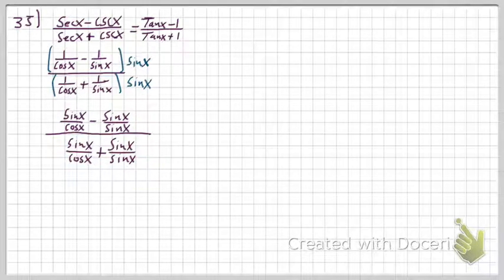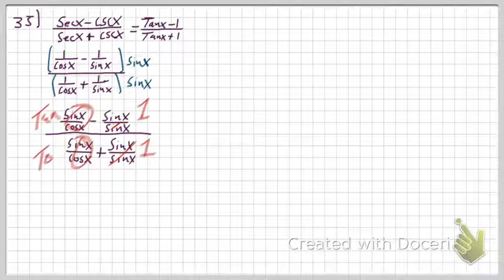All right. So we can see then what happens is this guy becomes 1. This guy becomes 1. This guy is my tangent in the numerator, and this guy becomes tangent in the denominator. And then we verify that identity.